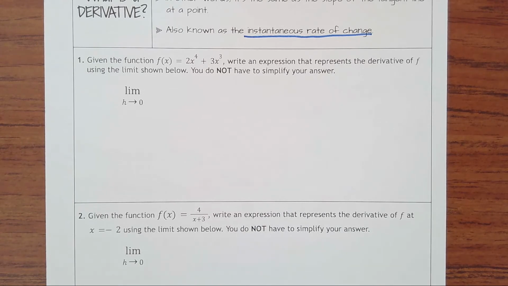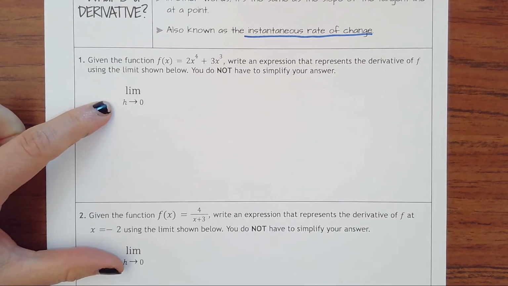Number 1 says, given the function f of x equals 2x to the 4th power plus 3x cubed, write an expression that represents the derivative of f using the limit shown below. You do not have to simplify your answer. These are not too bad, but they are going to be a pain to type in because they're going to get kind of lengthy. So it says limit as h goes to 0.